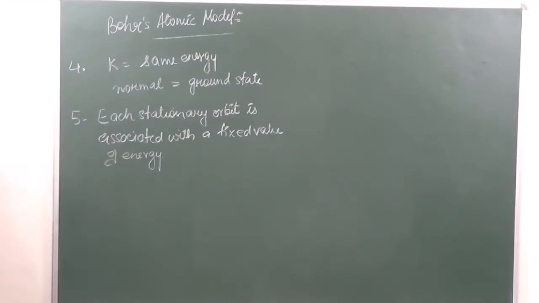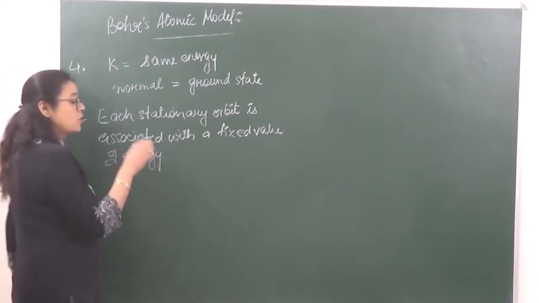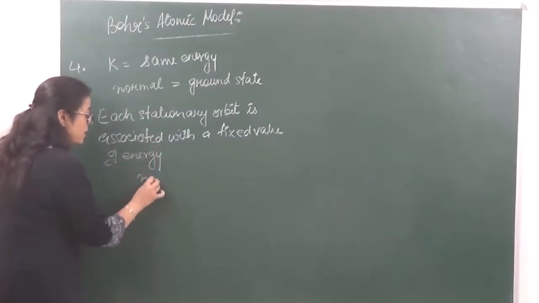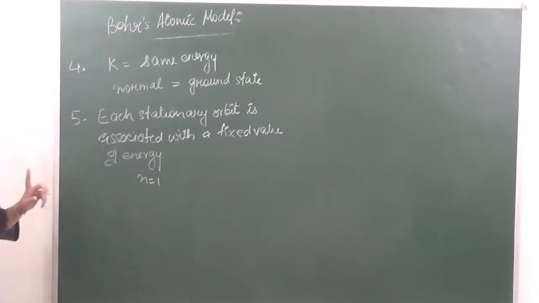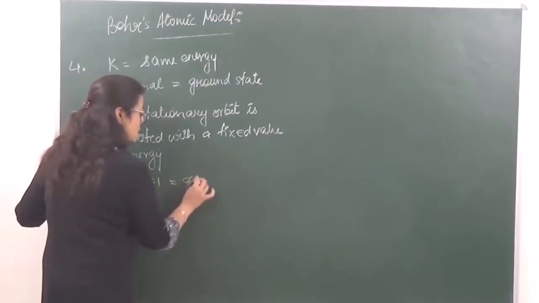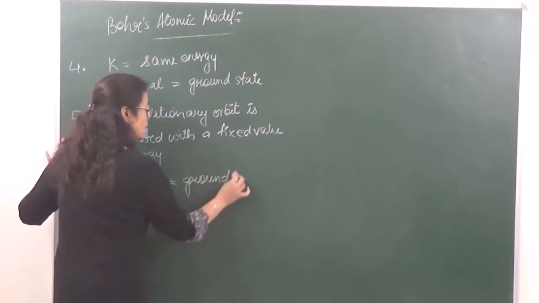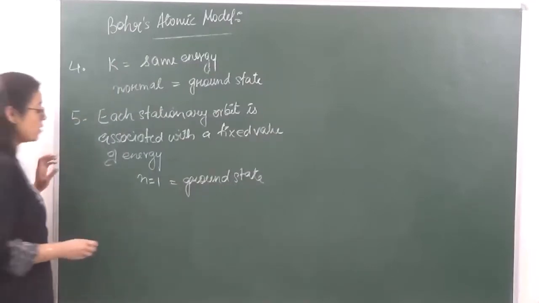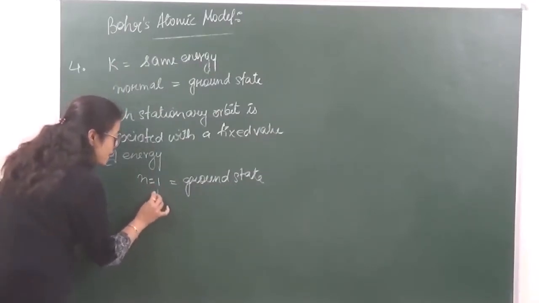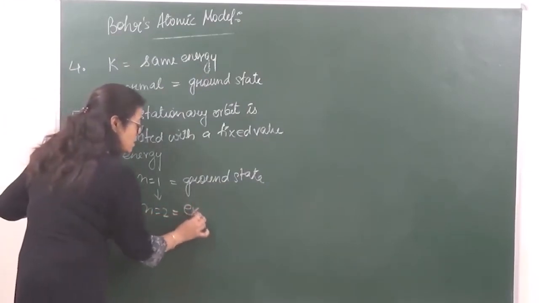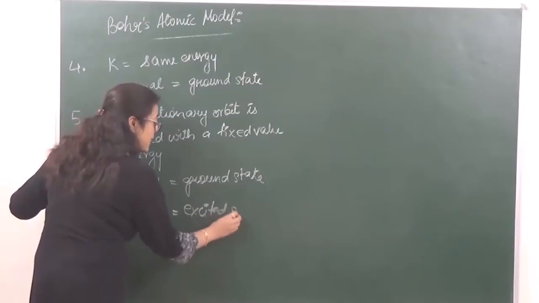Now, if it is associated with a fixed value of energy, when an electron shifts from one orbit to the other, for example, the electron first is in the first orbit, n is equal to 1, then this is known as the ground state. If the electron now shifts from 1 to n is equal to 2, then this is known as the excited state.